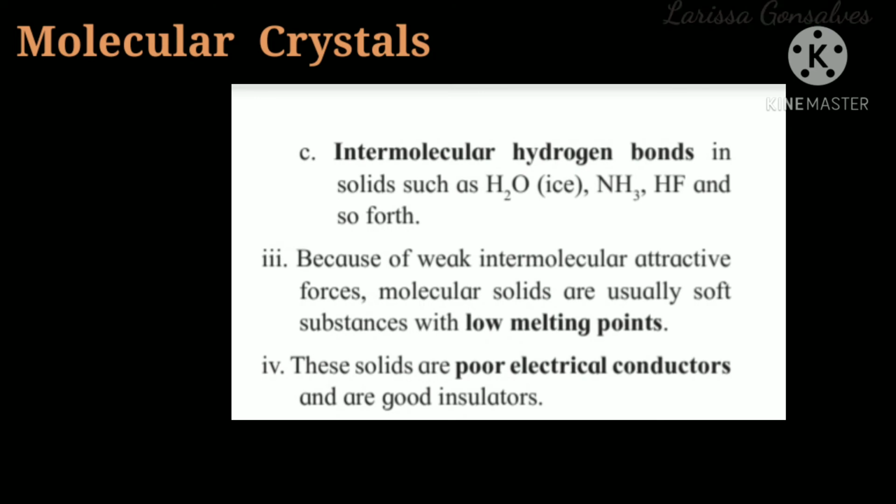ammonia, hydrogen fluoride, etc. Hydrogen bond is an electrostatic force of attraction which exists between hydrogen and any electronegative element in the vicinity. So it could be oxygen, fluorine, nitrogen, etc. Because of weak intermolecular attractive forces present in the molecular solids, they are usually soft substances and they have a low melting point. These solids are also poor electrical conductors and are good insulators. Insulator is a material where the electrons do not flow freely.